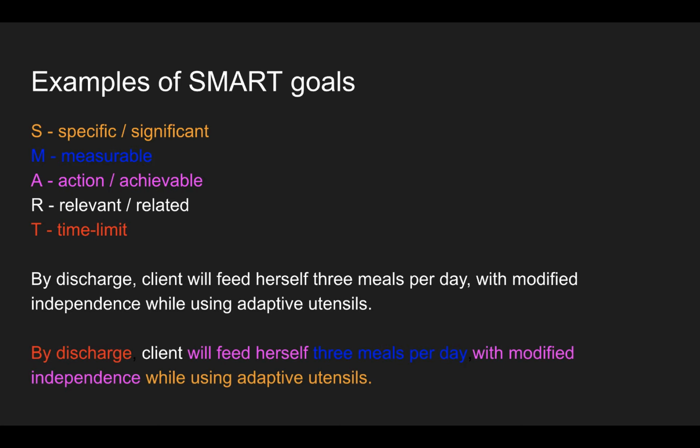Okay. By discharge is going to be the time limit. The client will feed herself with modified independence is going to be the action that is something that will be achievable. The specific component, why OT is involved, is while using adaptive utensils. This is how she's going to be able to do it. This is the how in this whole concept of the goal. And then how we're going to measure this is by her completing 3 meals per day.